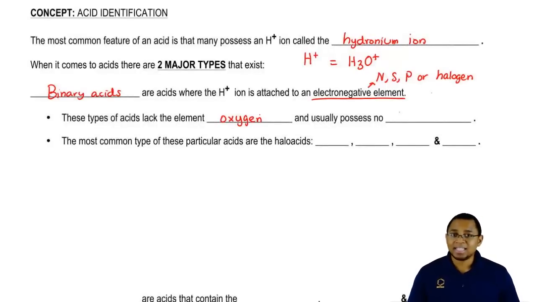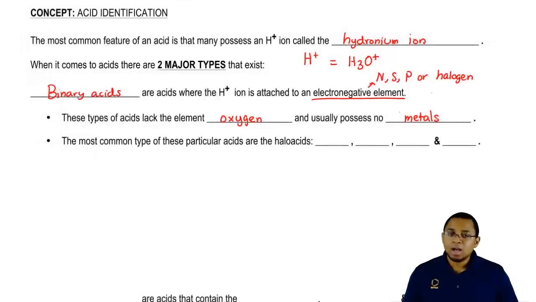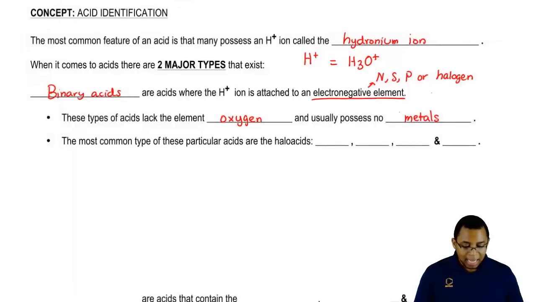Now, the second thing is they usually possess no metals. Usually if we have a metal within a compound, it's ionic, and usually it'll be a base. If a metal is involved, it's usually a base. Of course, there are exceptions to this, and we'll talk about that later on. Now we're going to say here, the most common types of these particular acids are called your halo acids. Halo means that we have a halogen. And of course, acid is H+.